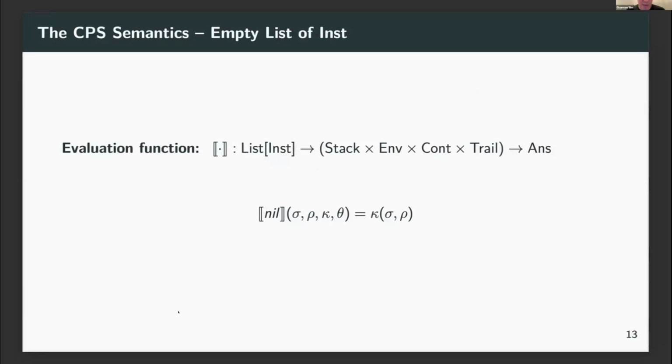And the first obvious case is that the list is empty. So here we just have nu, which is the empty list, and several arguments here: sigma for the stack, rho for the environment, kappa for the continuation, and theta for the trail. And because we don't really have anything to execute in this case, the obvious way to define the semantics is to just call the kappa continuation, providing the current stack and the environment. That's sort of obvious, okay?